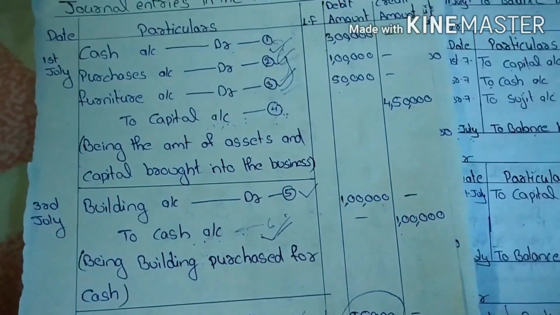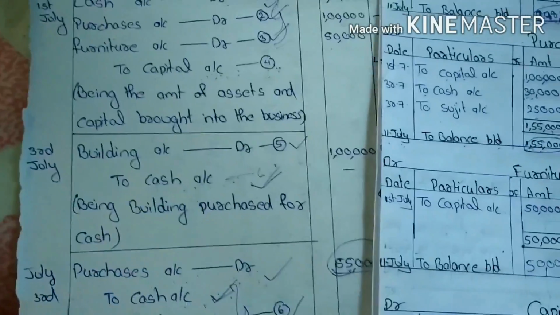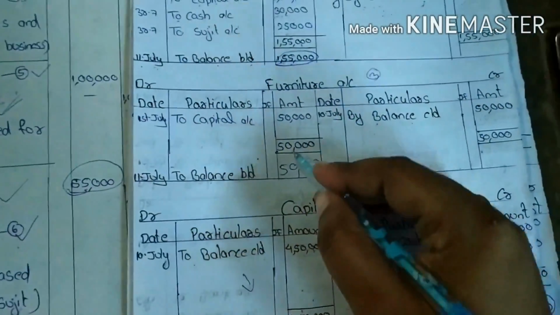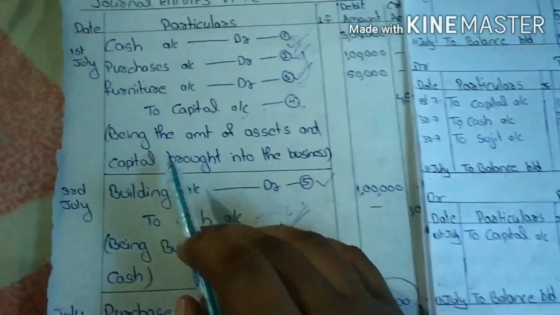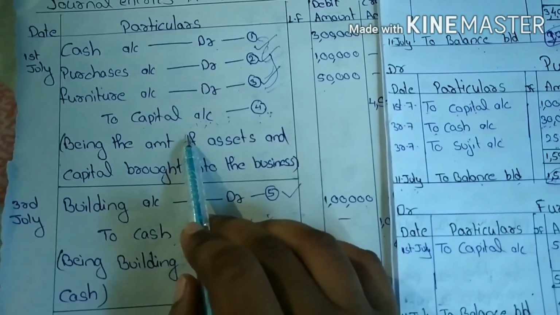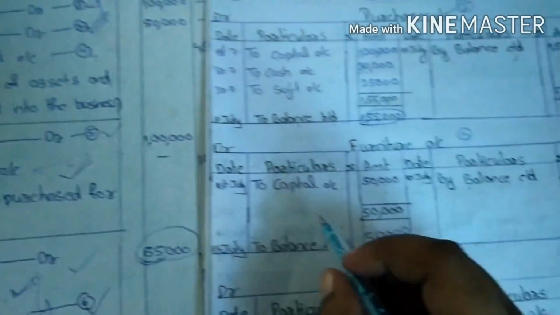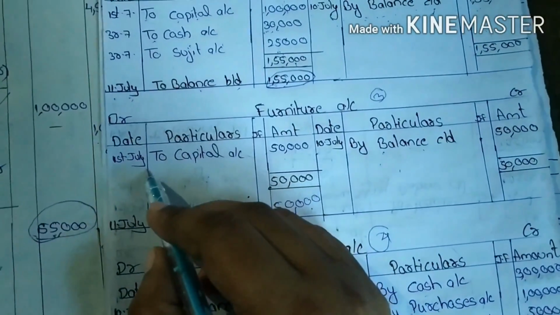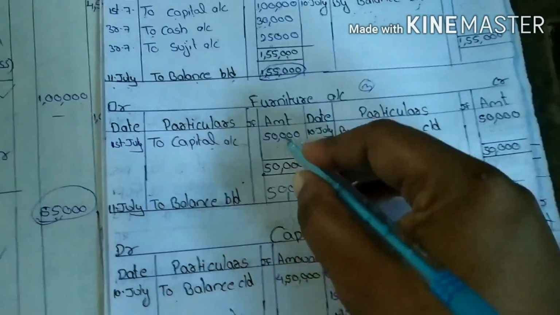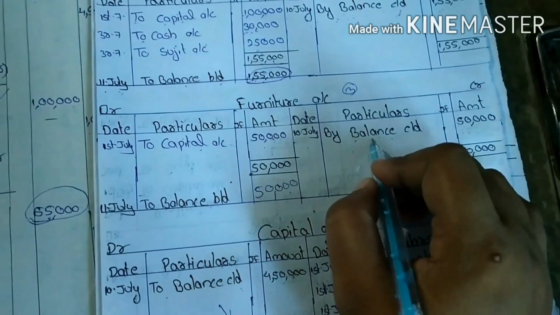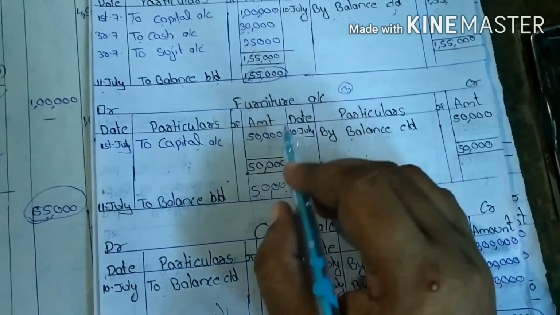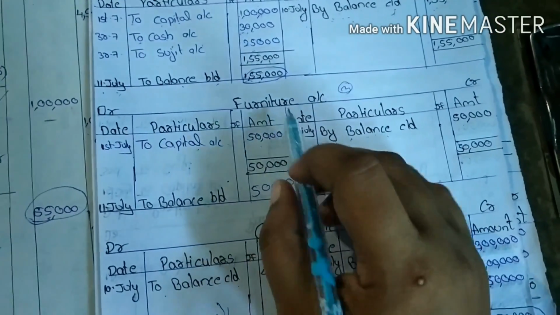So the furniture account should be opened. See, the same format should be used for furniture. Okay. Furniture account debtor to capital account. So here the furniture account should be on the debit side, right? So on the debit side of the furniture account, we have to mention to capital account 50,000. Okay. So there are no more transactions which relate to furniture. Only one transaction is there for furniture.